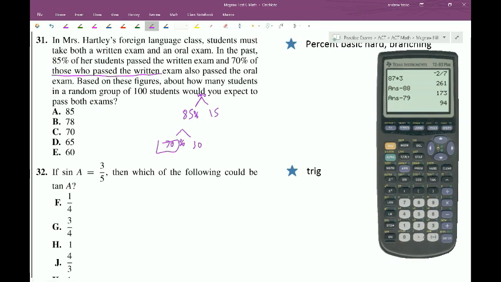So 70% is 0.7, right? Of means times 85%, which is 0.85. And then of means times 100 students. So that would be 59.5 students, so 60 is close.